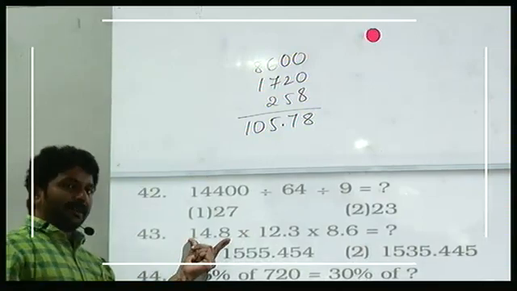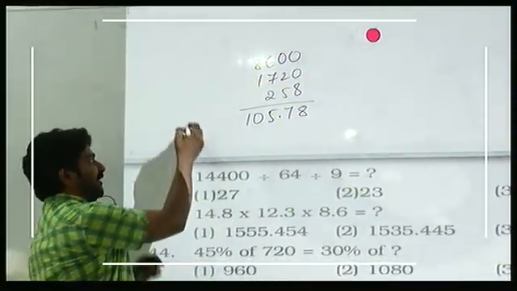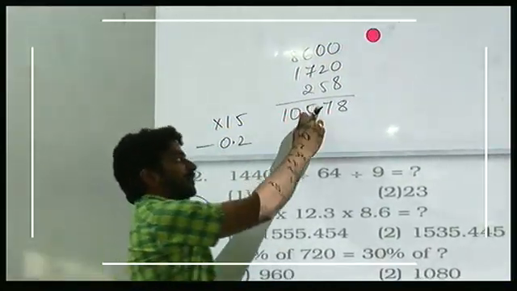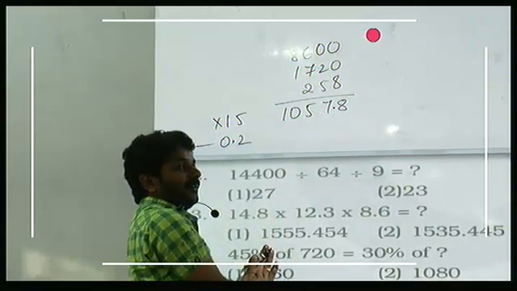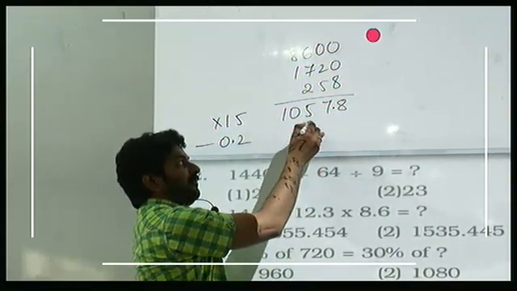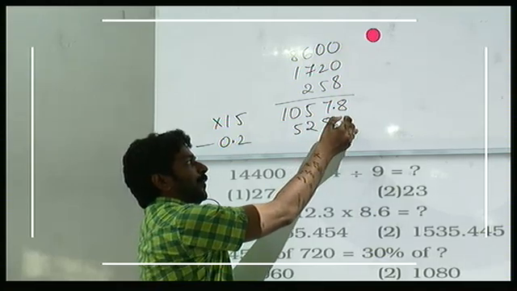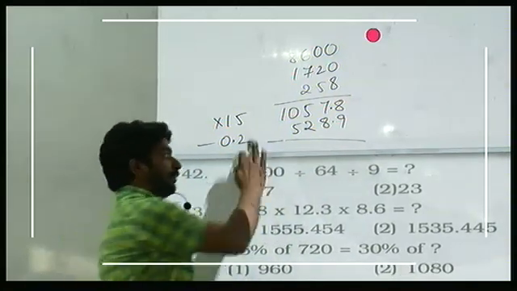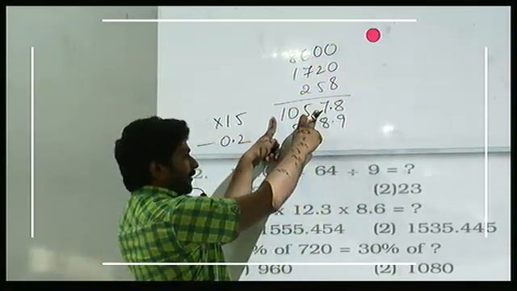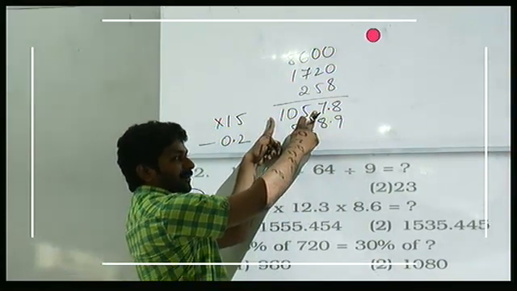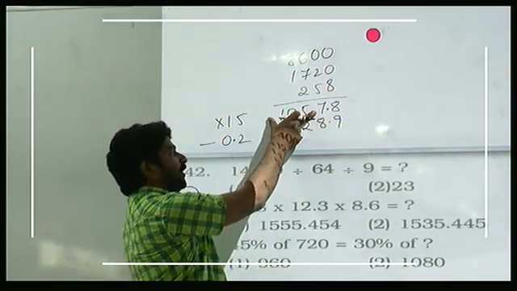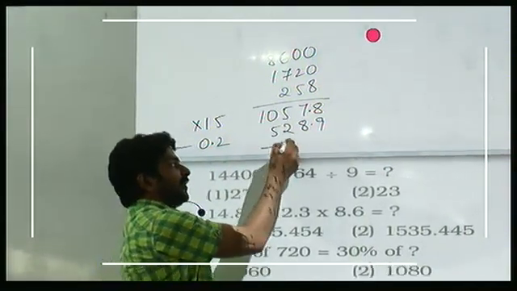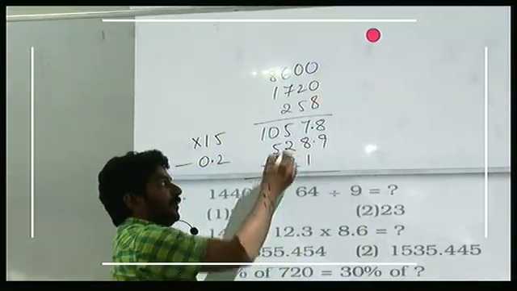105.78. And now you need to take 14.8 times. Let's take 15 times and then you can subtract 0.2 times. 10 times of this number is this much. 5 times is half of this. 5, 2, 8.9. So from this you need to subtract 0.2 times. 1 time of this number is 105.78. Right? 2 times is 210. 0.2 times will be 21. So you need to subtract 21 from this. 20 cancel.